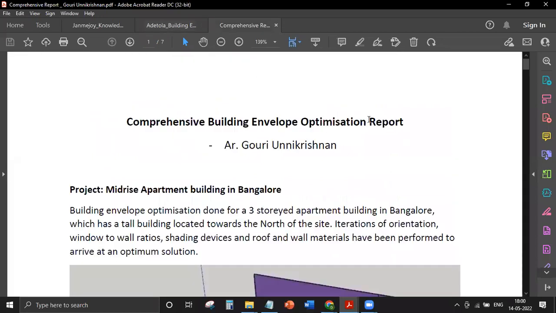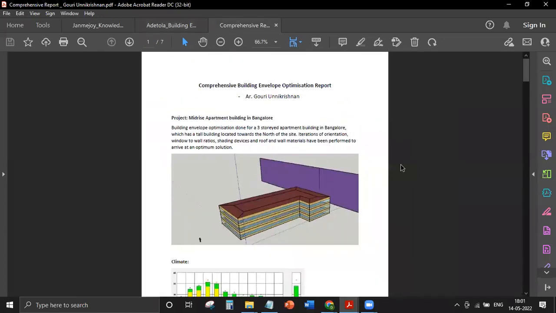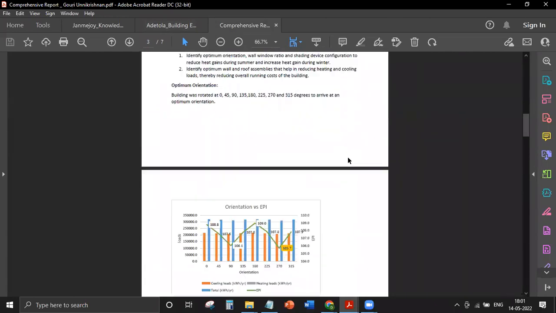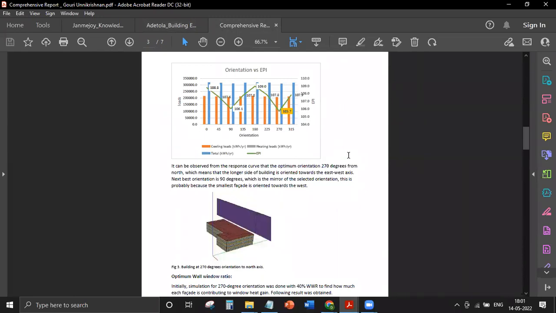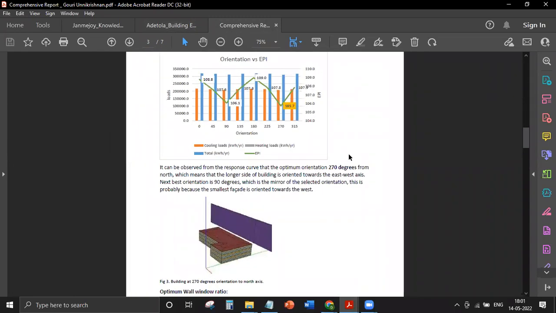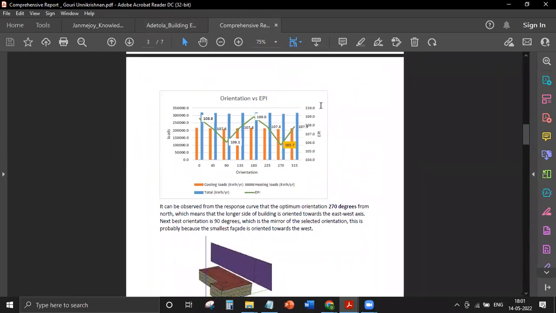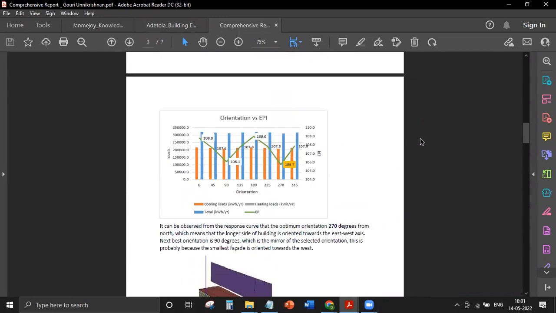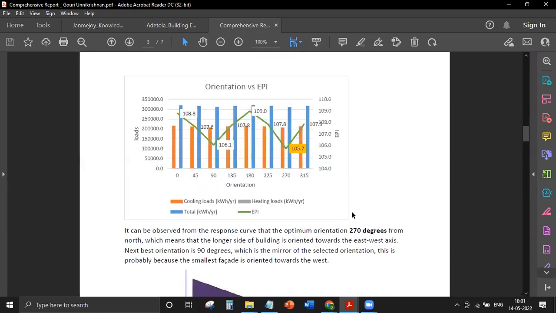Here is another participant who developed her report. You can see how she did the climate analysis to support the basic approach towards passive design. And then she also looked at the orientation options. Clearly, you can see here, this kind of result you will work on yourself.